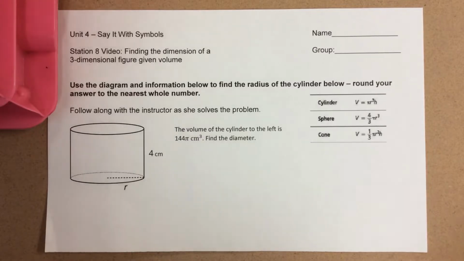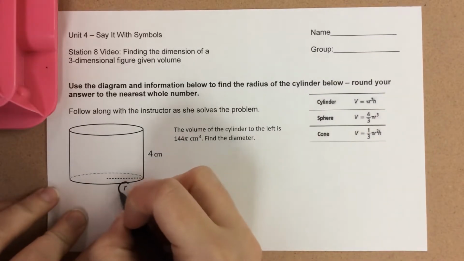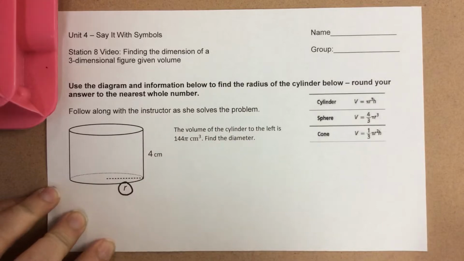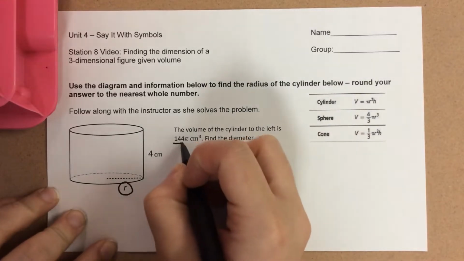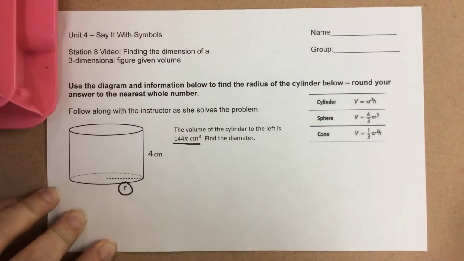So when you're missing a measurement, in this case, we don't know what the radius is, we're going to figure out how to use the diagram and all the information we are given to find the radius of the cylinder below. So it says the volume of the cylinder to the left is 144 pi centimeters cubed. We already know the volume, we know the answer.